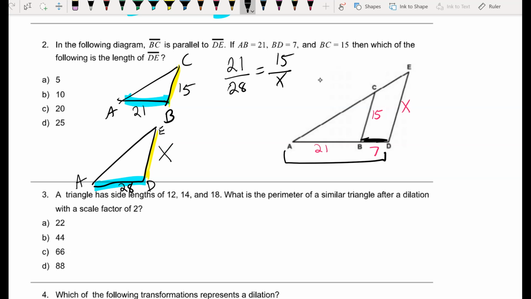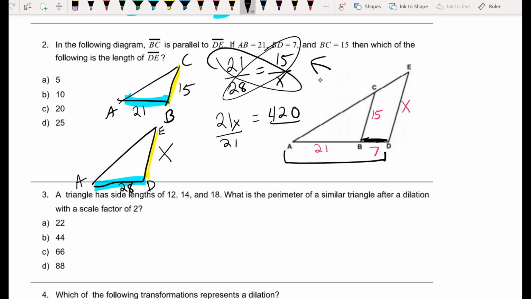Now any proportion that when you cross multiply and multiply 15 and 28 and 21 and x is going to be a correct proportion. So even if your proportion looks a little different, but you end up at the same conclusion, that's still a correct proportion. So the missing value DE here is just 20.